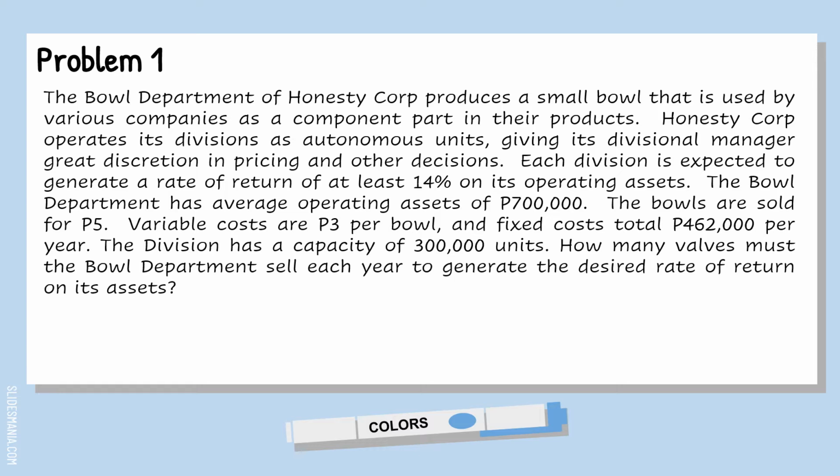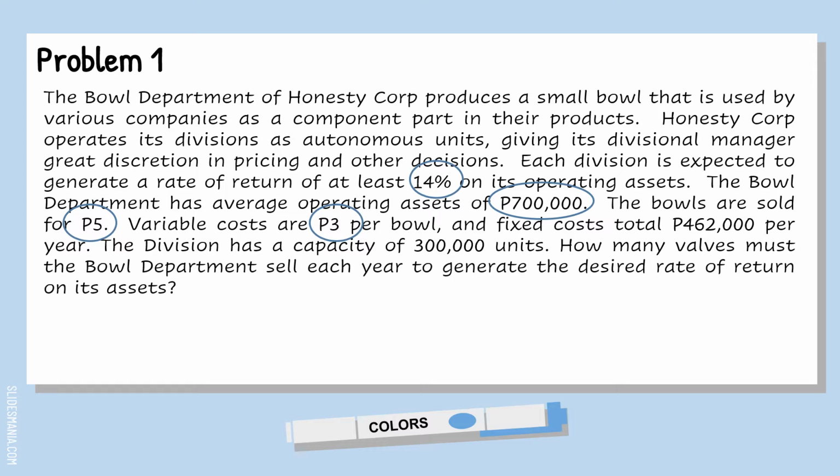Each division is expected to generate a rate of return of at least 14% on its operating assets. The bowl department has average operating assets of 700,000 pesos, sells for 5 pesos each, variable costs are 3 pesos per bowl, and fixed costs total 462,000 per year. The division has a capacity of 300,000 units. How many bowls must the bowl department sell each year to generate the desired rate of return on its assets?